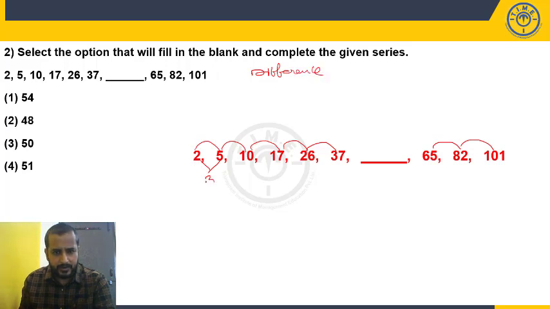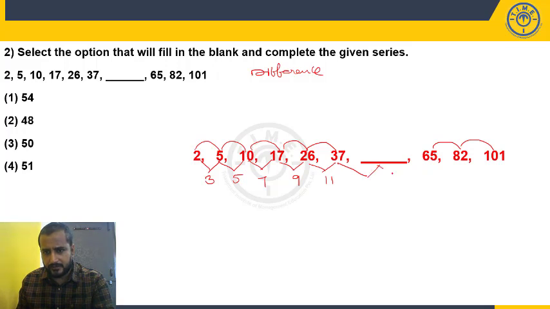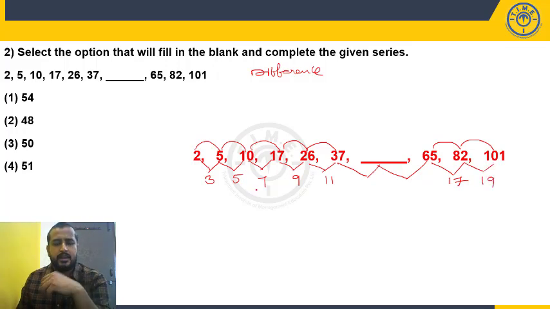What is the difference? 3. 5 and 10, 5. 10 and 17, 7. 17, 26 and 9. 26, 37, 11. You should be thorough with the calculation and you should think quickly. Here we cannot say because this is a missing number. 65, 82, 17. 82, 101, 19. Look at this: 3, 5, 7, 9, 11, dash, dash, 17, 19.